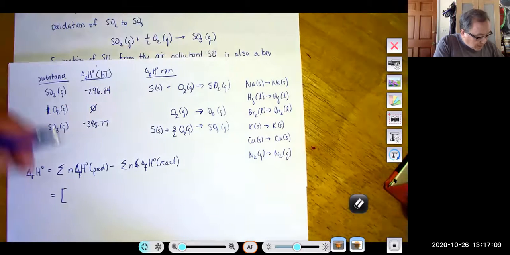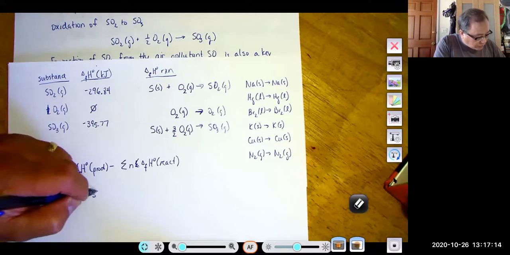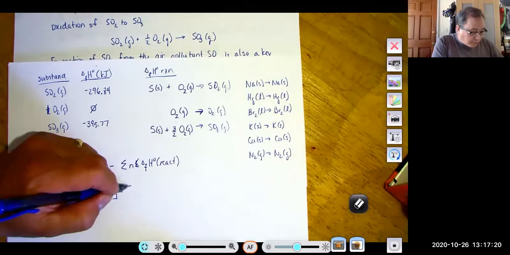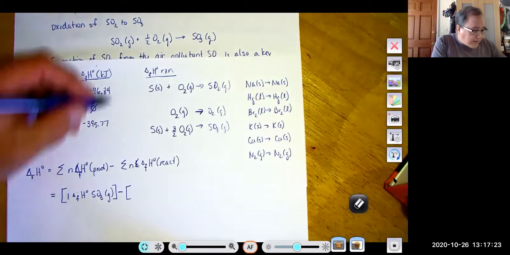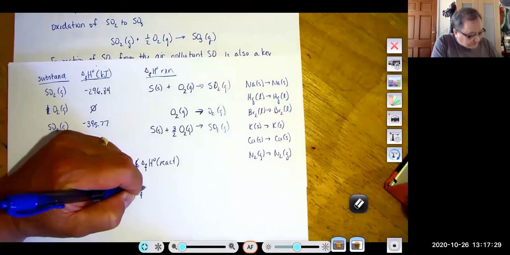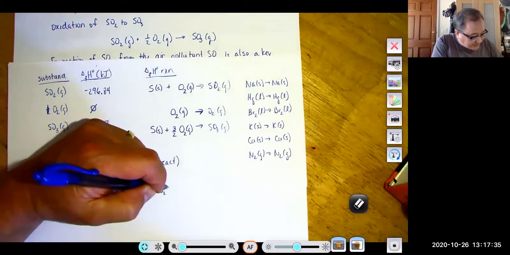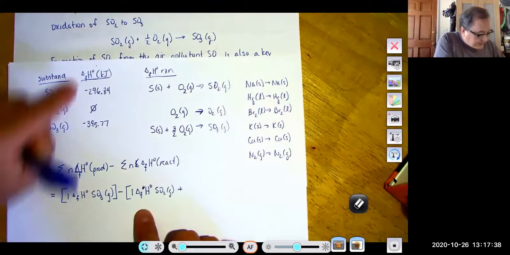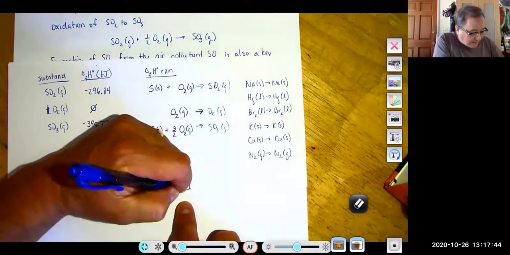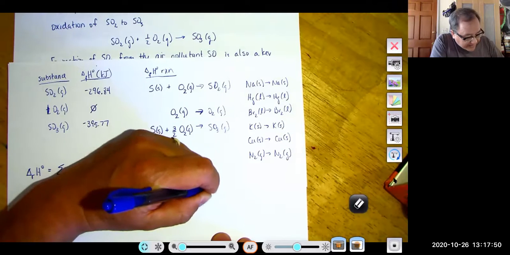When I fill it in, it looks like this. Only one product: 1 times the change in enthalpy of formation of SO3 gas. I'm going to end the bracket and start a new bracket for the reactants. Here we have 1 times the change in enthalpy of formation of SO2 gas, plus 1/2 times the enthalpy of formation of oxygen gas. The sigma symbol means the sum, which means we add these values together.